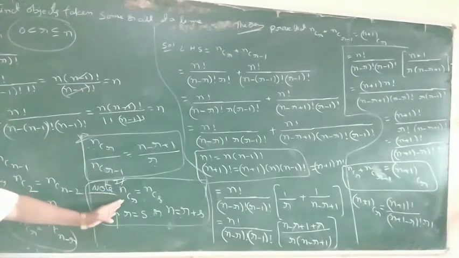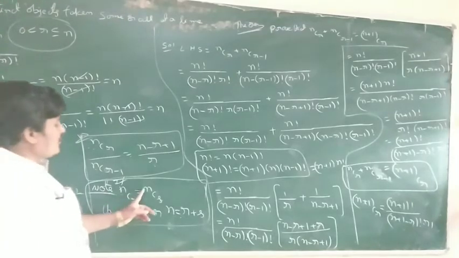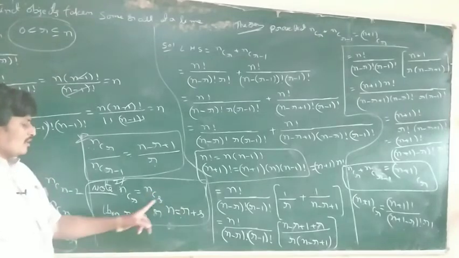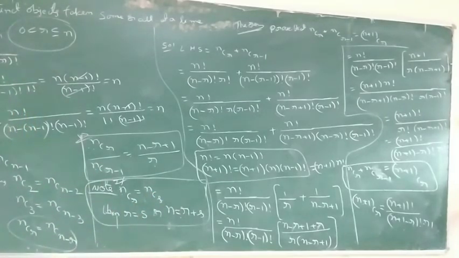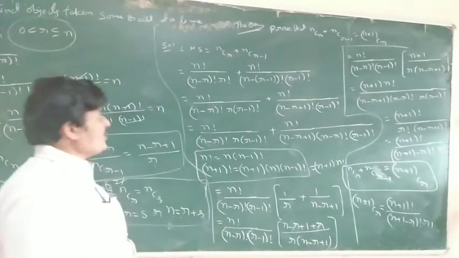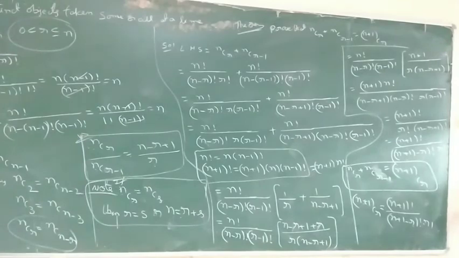Next, another very important 1 mark formula: nCr is equal to nCs. So n is equal to what? r plus s, or r is equal to s. So one important theorem: nCr plus nC(r minus 1) is equal to (n+1)Cr.